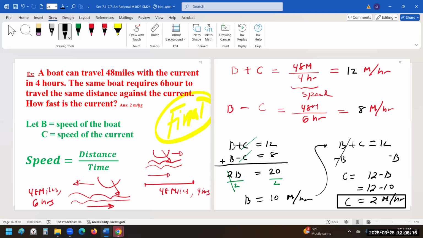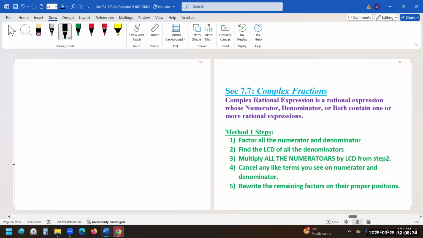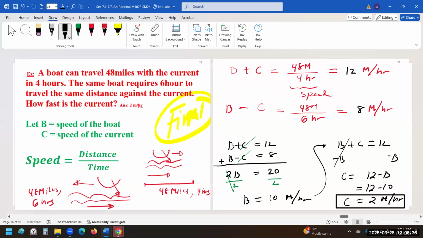And also in the class exam, I'm going to give two questions. One is the speed and one is the working together. And you'll have at least one in the final exam, either this or that. And with this, we are done with section 7.6.